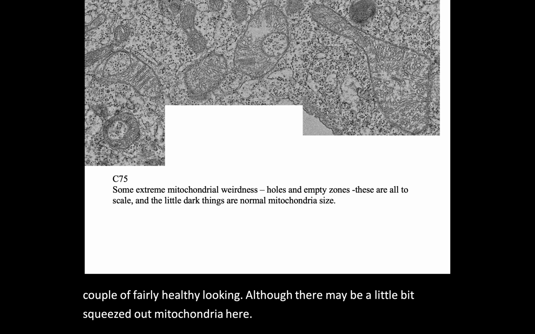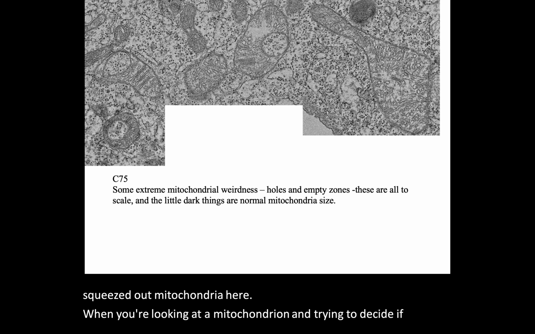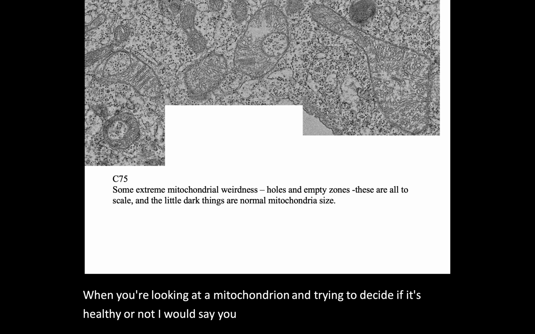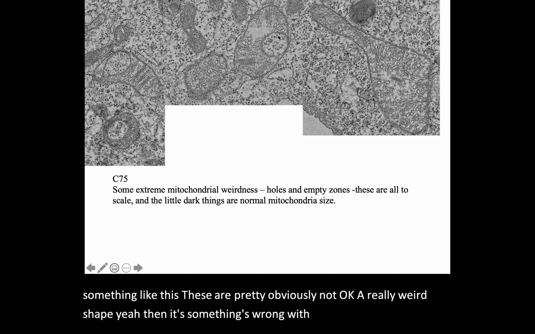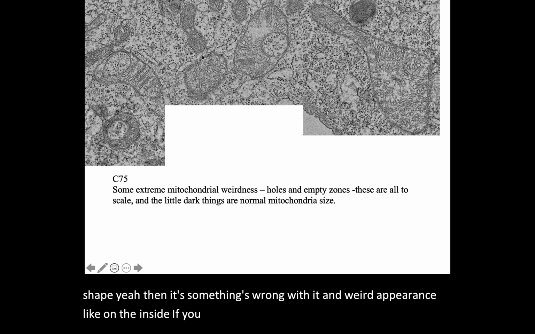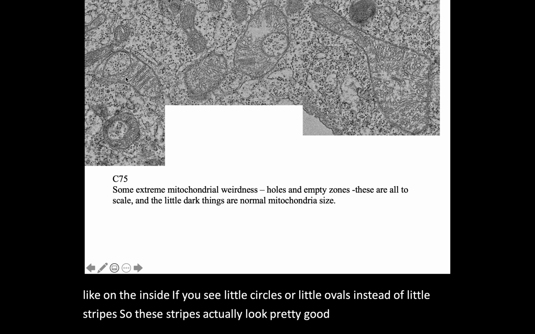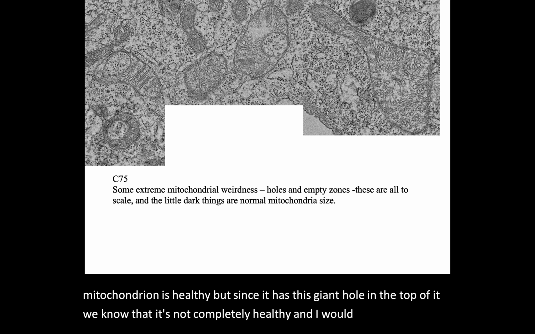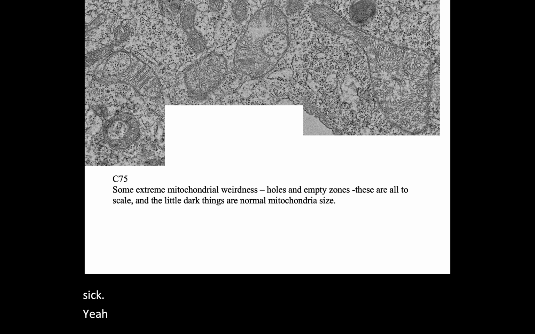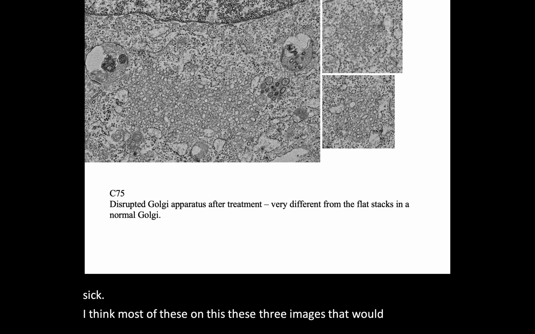When you're looking at a mitochondrion and trying to decide if it's healthy or not, I would say you just go with your gut feeling. Look at something like this. These are pretty obviously not okay. Like a really weird shape, then something's wrong with it. And a weird appearance on the inside, if you see little circles or little ovals instead of little stripes. So these stripes actually look pretty good. This part of the mitochondrion is healthy, but since it has this giant hole in the top of it, we know that it's not completely healthy, and I would mark that down as sick. Yeah, I think most of these on these three images I would mark down as unhealthy.